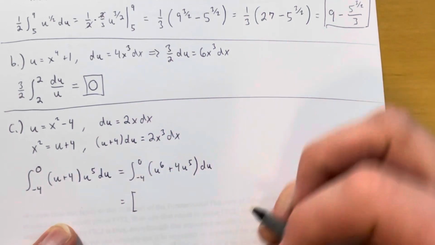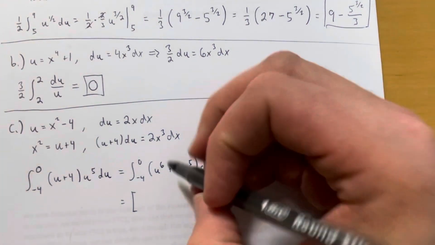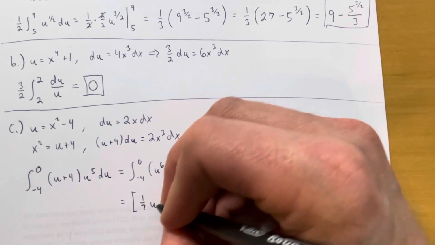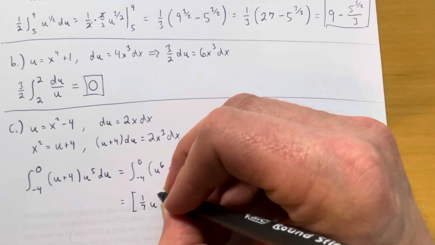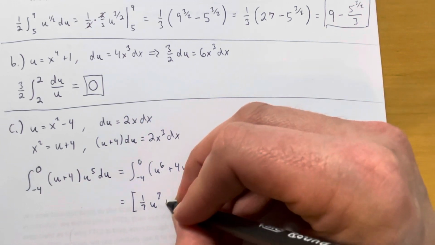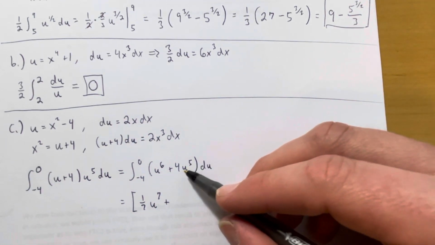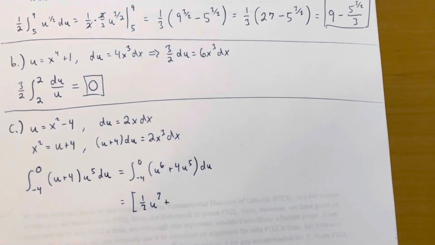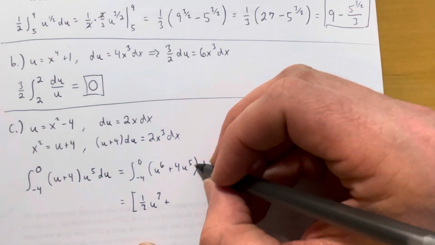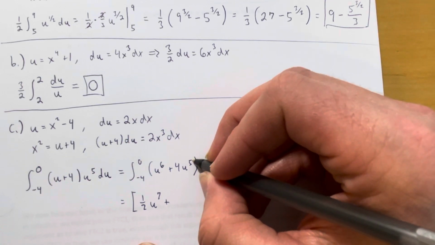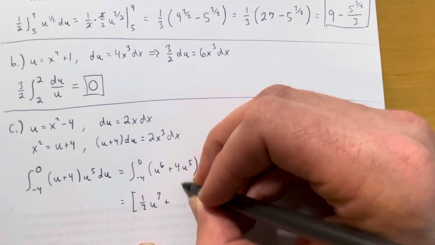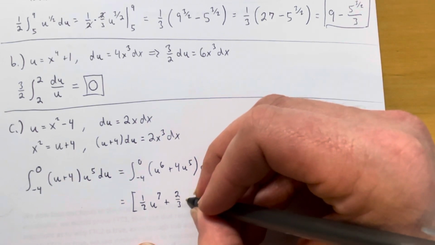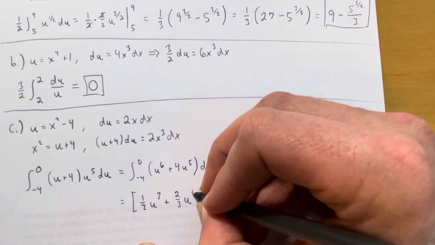I need brackets for this one because I have 2 terms. Remember, add 1 to the exponent and multiply by the reciprocal, so 1/7 u to the 7th power there, plus for 4u to the 5th power, we have to take an antiderivative, add 1 to the exponent, which is a 6, multiply by the reciprocal, so 4 divided by 6, or 2/3. And that's going to be a u to the 6th power.